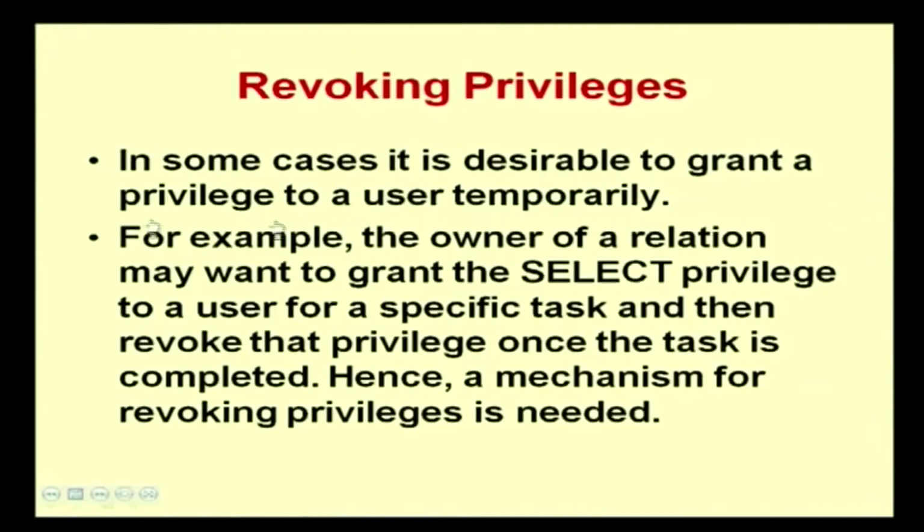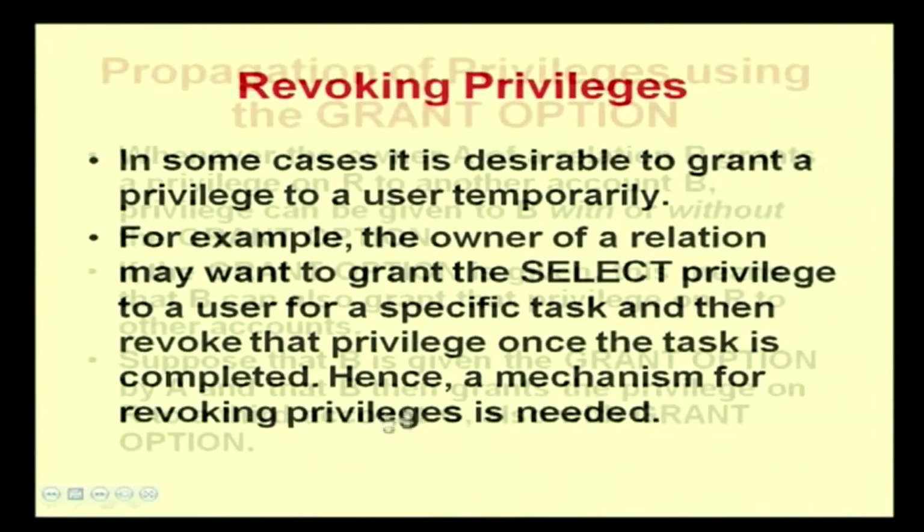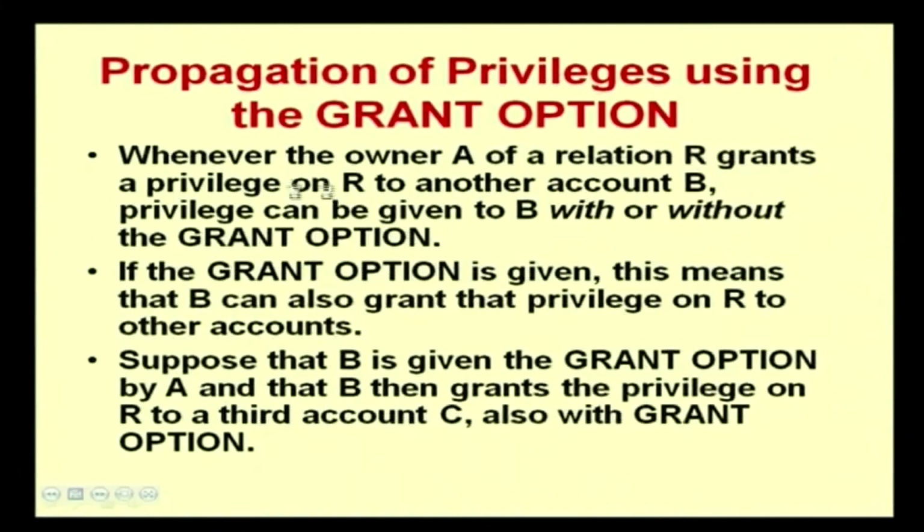In some cases, it is desirable to grant the privilege to a user only temporarily. For example, the owner of a relation may want to grant the select privilege to a user for a specified task and then revoke that privilege once the task is completed. Hence, a mechanism for revoking privileges is required. Whenever owner A of a relation R grants a privilege on R to another account B, the privilege can be given to B with or without the grant option. So, we are going to talk about the next option, which is the grant option.